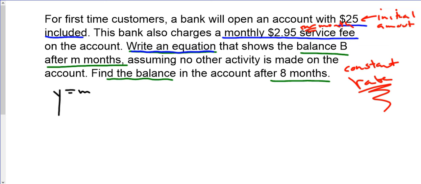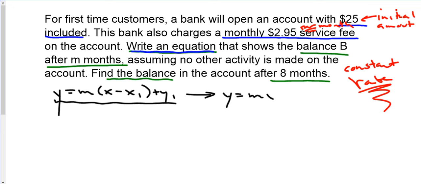We have y equals m times x minus x1 plus y1. I always use point-slope form, but you can also convert this into slope-intercept form, which a lot of other students like as well. But I always tell my students, what do you need for an equation of a line? You need a point and you need a slope. Now, in this problem, our balance b is our y value, and our x is going to be m, for months.